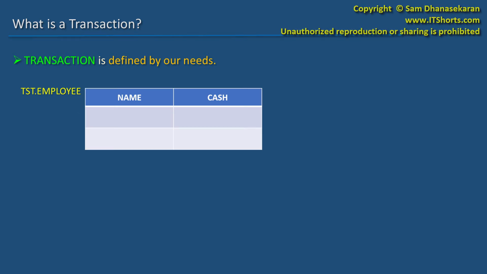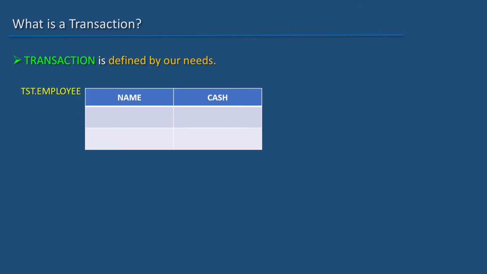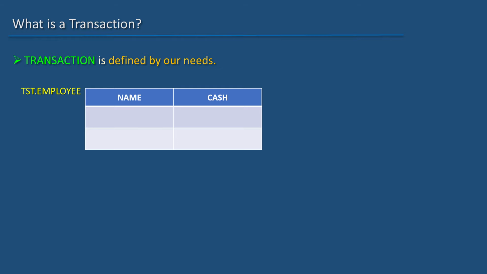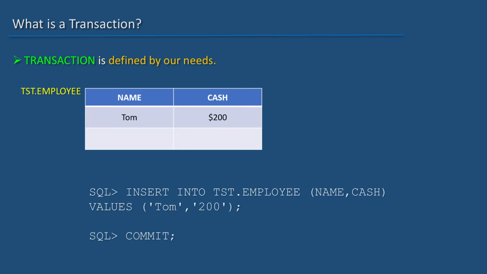For example, let's assume we have a table called test.employee with two columns, name and cash. Then my boss says, I have given $200 to Tom. Please make a note of it. Then I would run the following command.